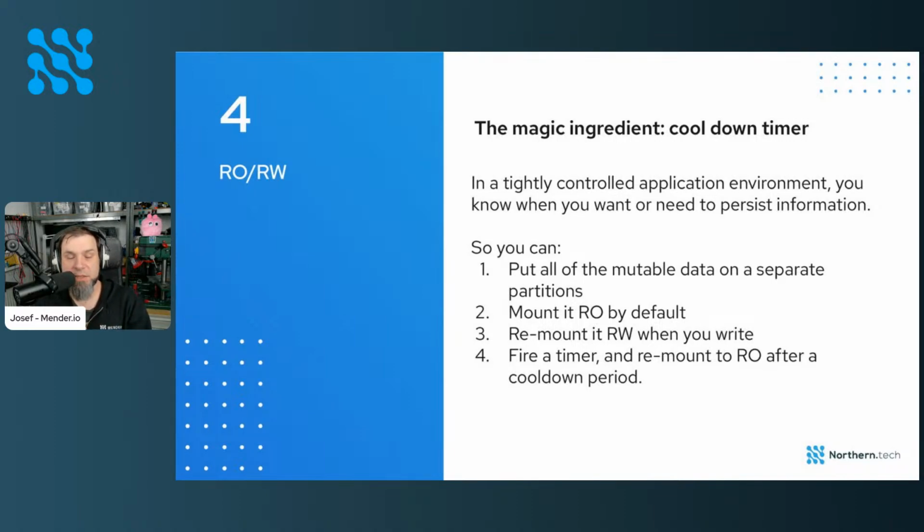I do my writes, and when I did the remount, I fire off a small timer, like 5 seconds, 10 seconds. It depends a little bit on your use case. And as long as that timer is still running, the partition stays in read-write mode. And once the timer has elapsed, you mount back to read-only. Why that timer and not just wrapping?